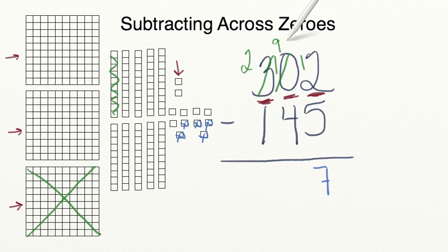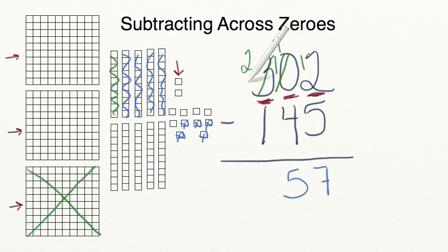We need to subtract 9 minus 4. So I'm going to subtract 4 tens blocks. So I have 1, 2, 3, 4. And that leaves me with 5 tens blocks. And if we subtract 9 minus 4, we get 5. We're ready for our last step.